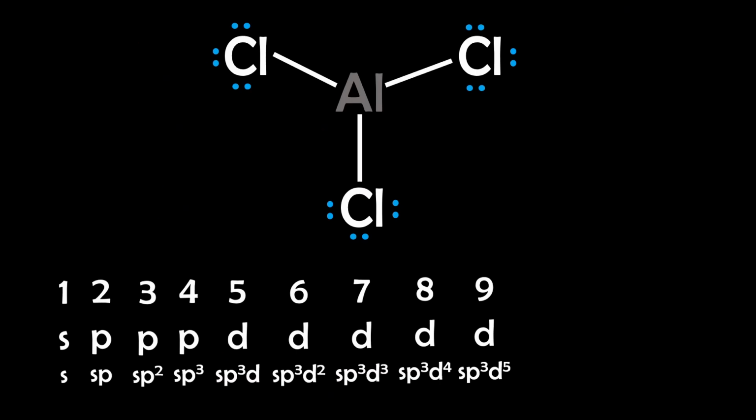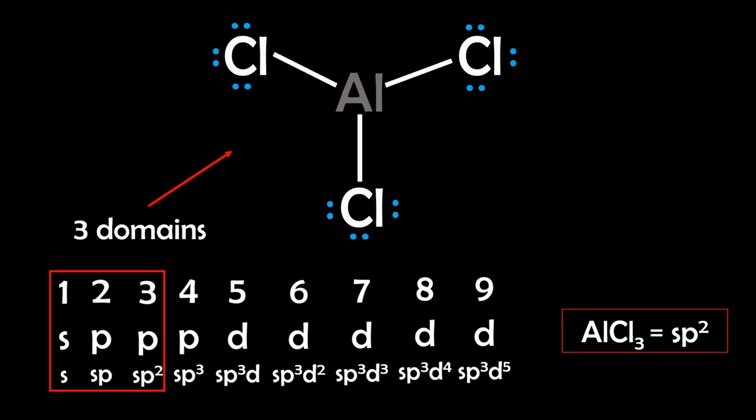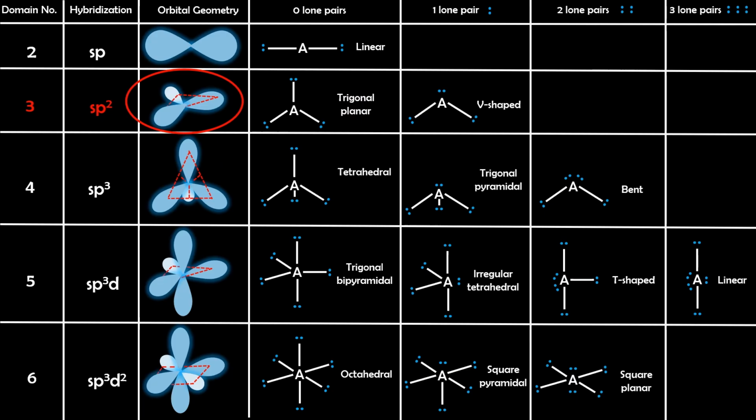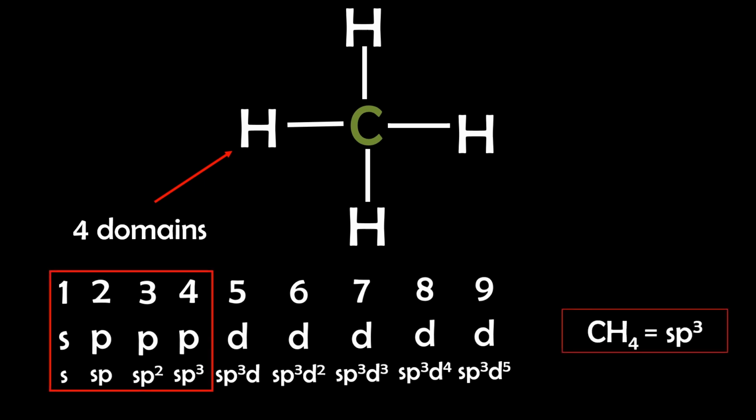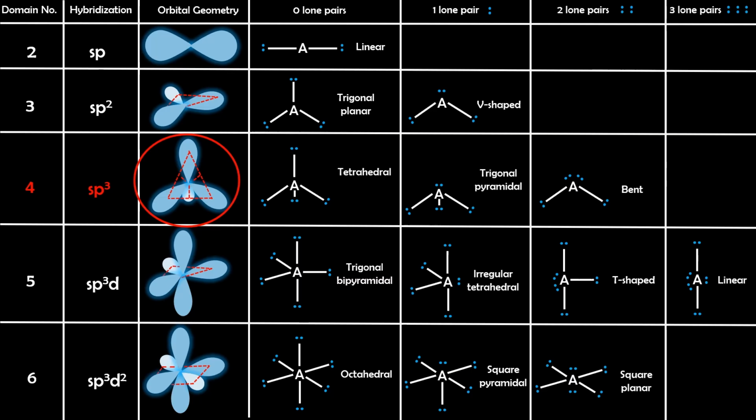Example 2, aluminium trichloride. Aluminium has 3 bonded electron domains and no lone pairs. This corresponds to sp2 hybridization, and its orbitals look like this, creating a trigonal planar geometry with 120-degree bond angles. Example 3, methane. Methane has 4 bonded electron domains, leading to sp3 hybridization with this orbital shape. The resulting geometry is tetrahedral with bond angles of approximately 109.5.